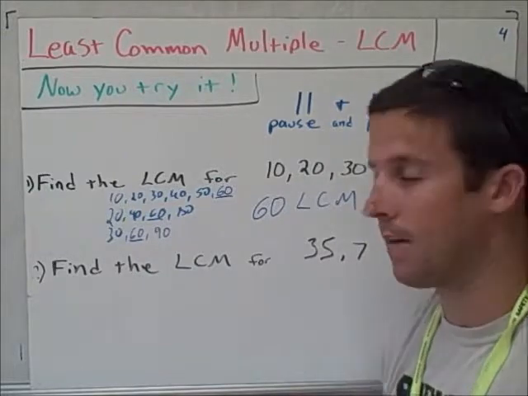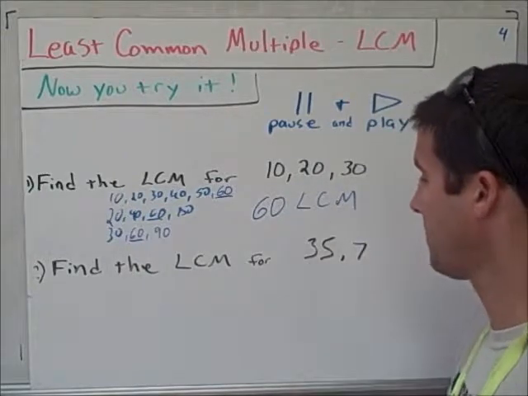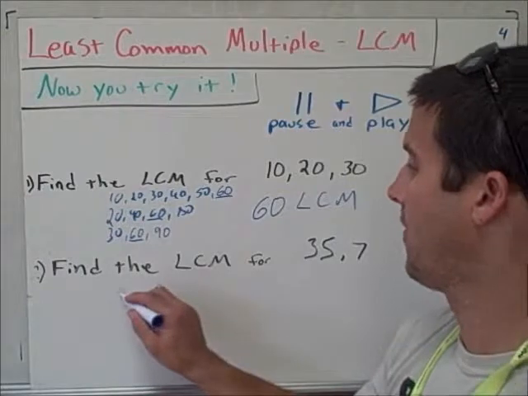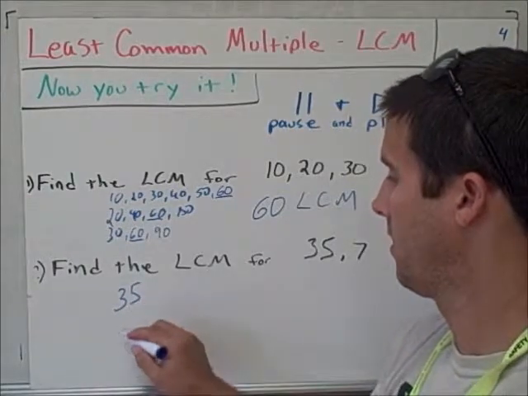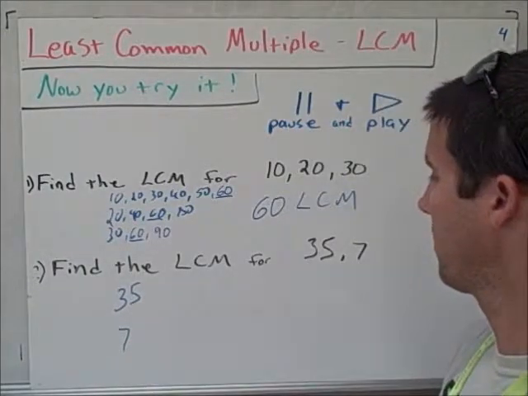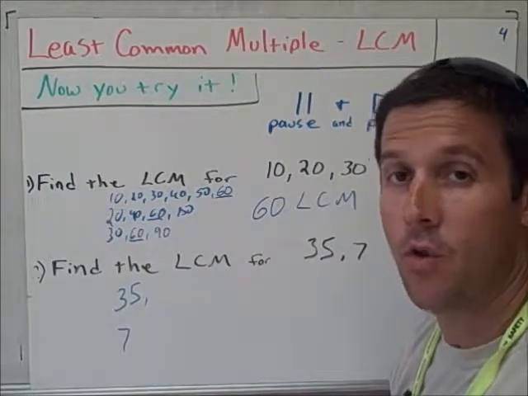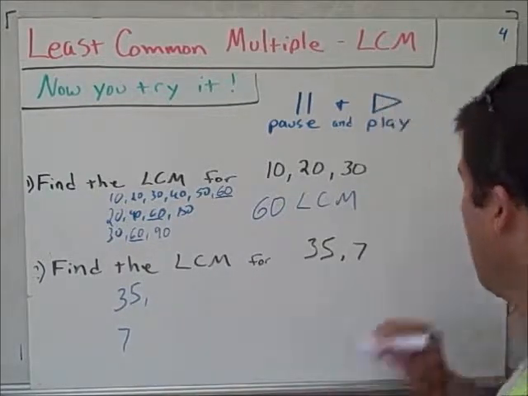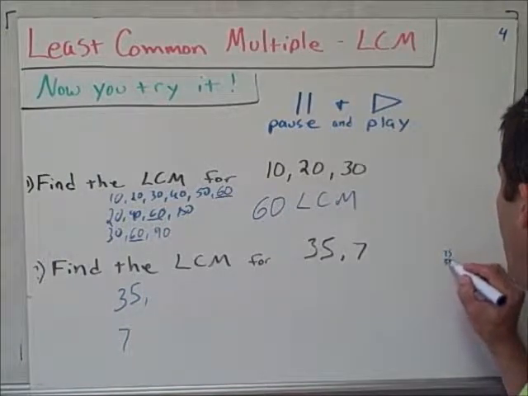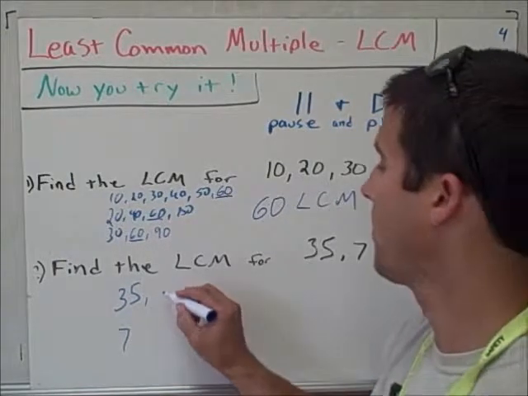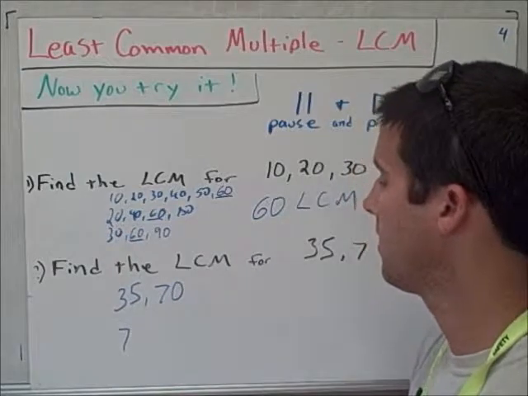Okay? Now, let's do 35 and 7. 35 is a big number. 7 I can work with, but let's try it out. 35. What's 35 times 2 or 35 plus 35? If I needed to do it over here, I would do that. I would find that 35 plus 35 is 70.